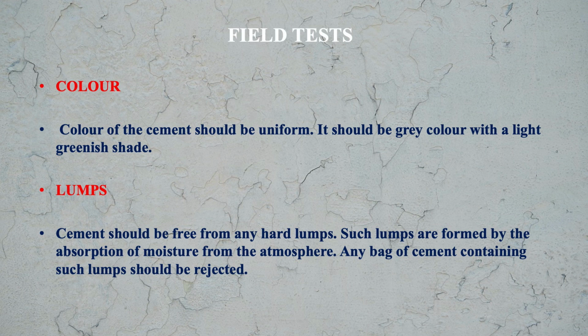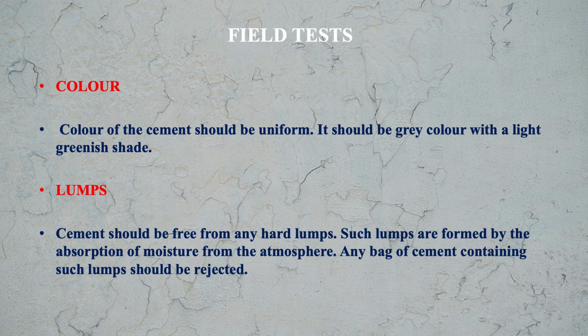Then lumps. We have to check the cement for the presence of any lump. Cement should be free from any hard lumps. Such lumps are formed by absorption of moisture from the atmosphere. Any bag of cement containing such lumps should be rejected, because it means there is exposure of the cement to moisture and there is deterioration of the cement.